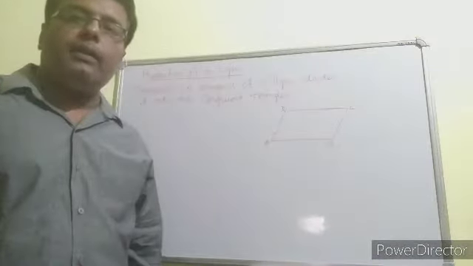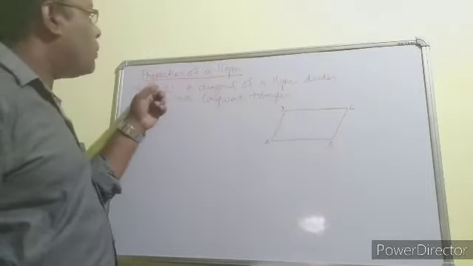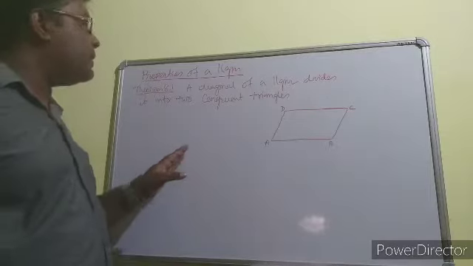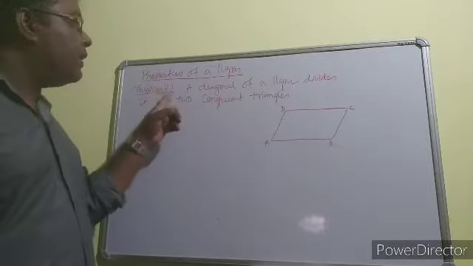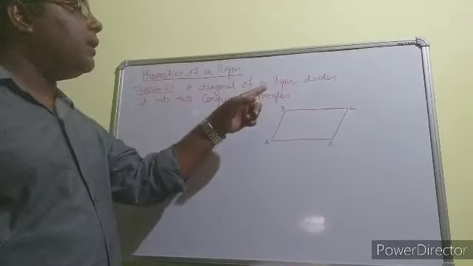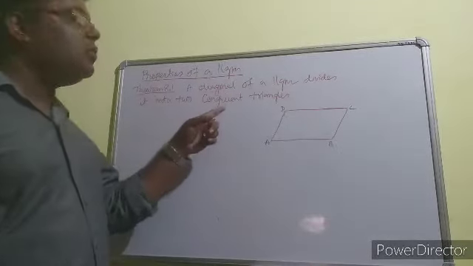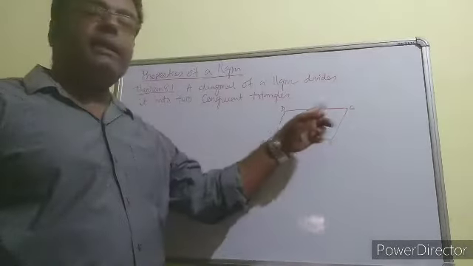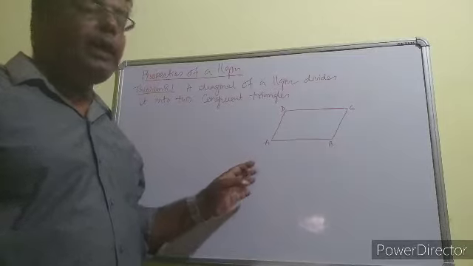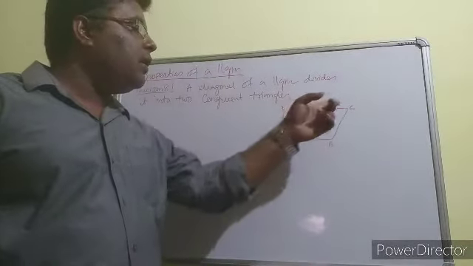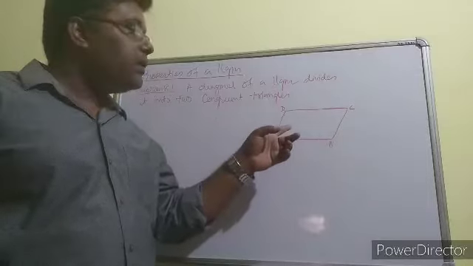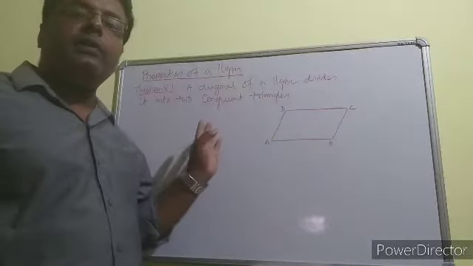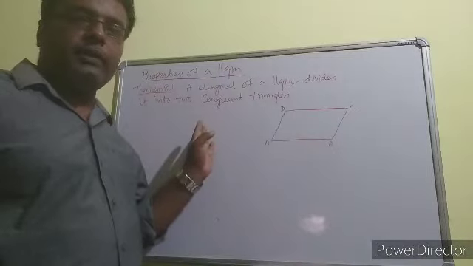So our next topic is properties of a parallelogram, and the first property is theorem 8.1. It's given: a diagonal of a parallelogram divides it into two congruent triangles. That is, if ABCD is a parallelogram, and if we draw a diagonal, either BD or AC, then it divides it into two triangles, and we have to prove that these two are congruent triangles.